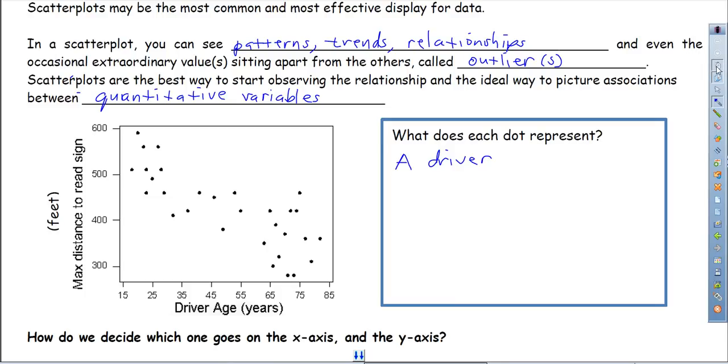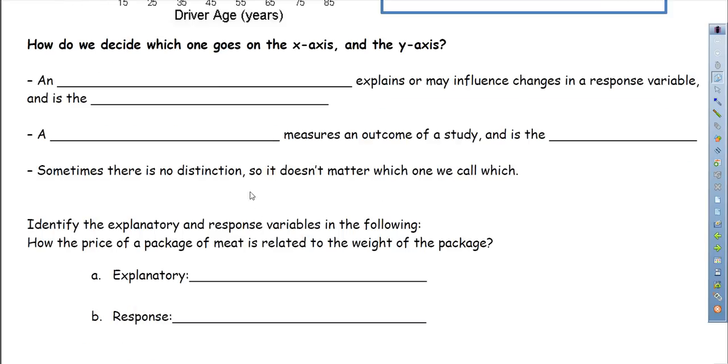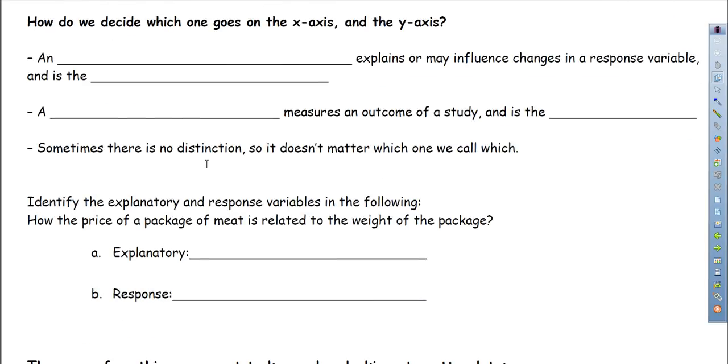So when we're looking at a data set, well, this was given to us, but suppose we were just given a data set and we want to know, well, which one goes on the x and which one goes on the y-axis. Well, let's start, instead of talking about x and y, we're going to start talking about these variables in other ways. So the first thing we're going to talk about is an explanatory variable.